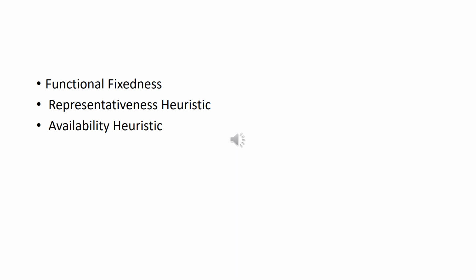So functional fixedness is not being able to use an object for something other than what it was intended to be used for. I think the question that you saw on my unit test was there was a girl who went camping and couldn't figure out what to do because she forgot her pillow. That's functional fixedness.